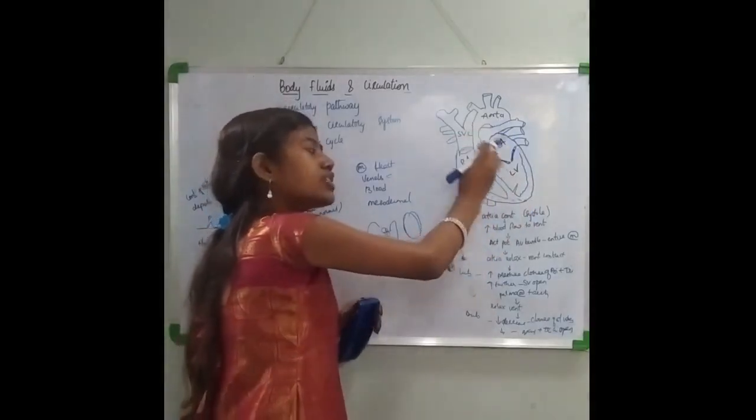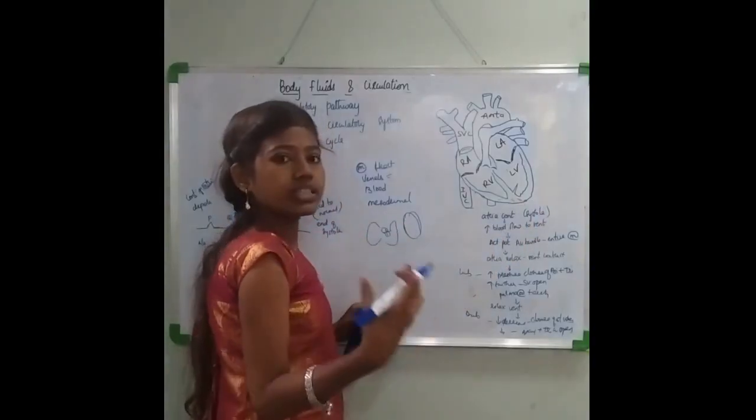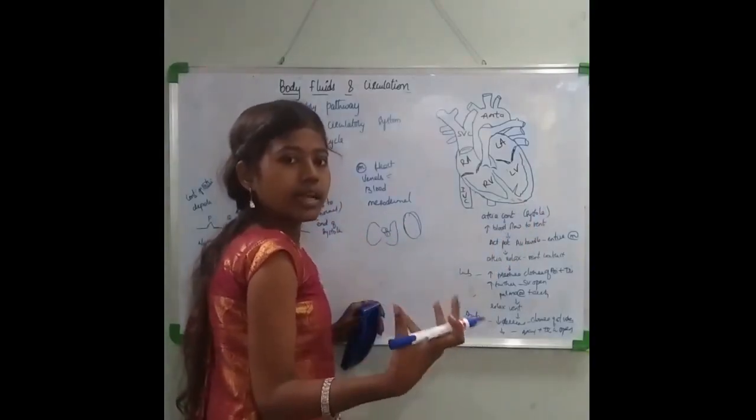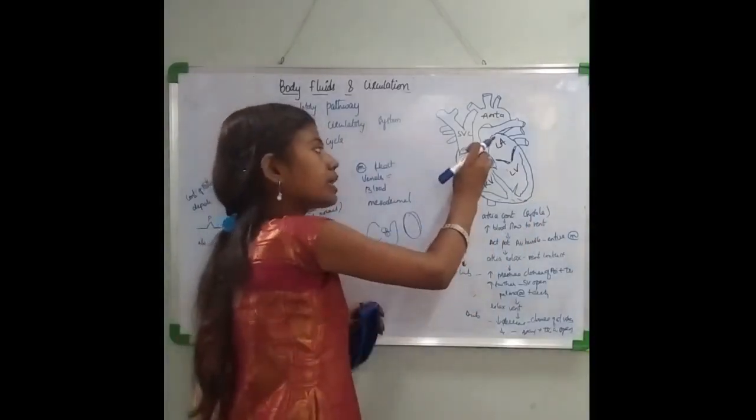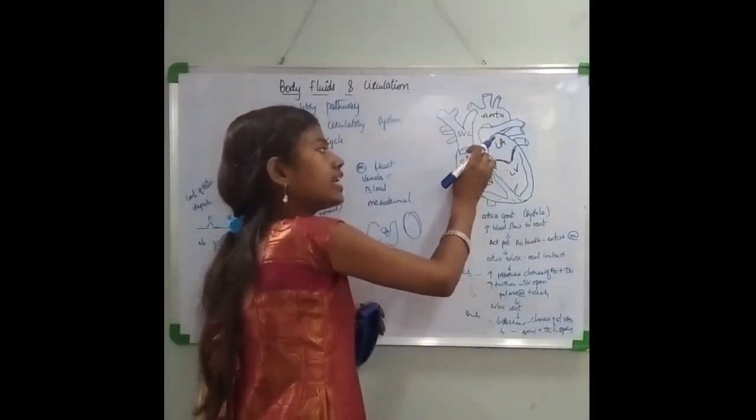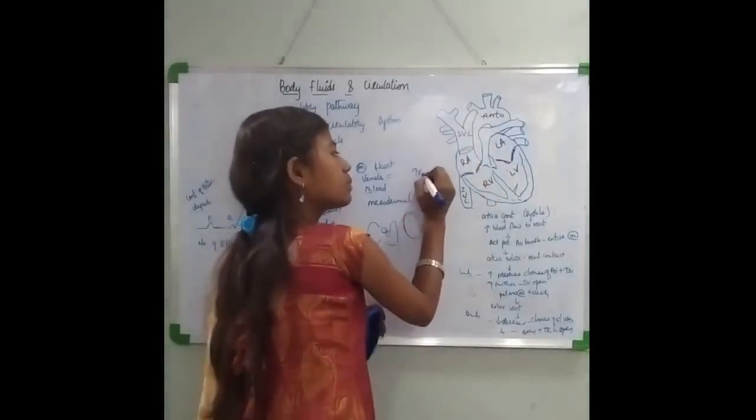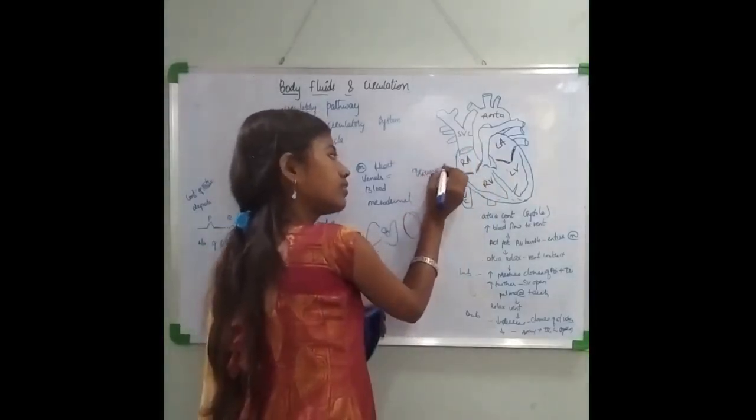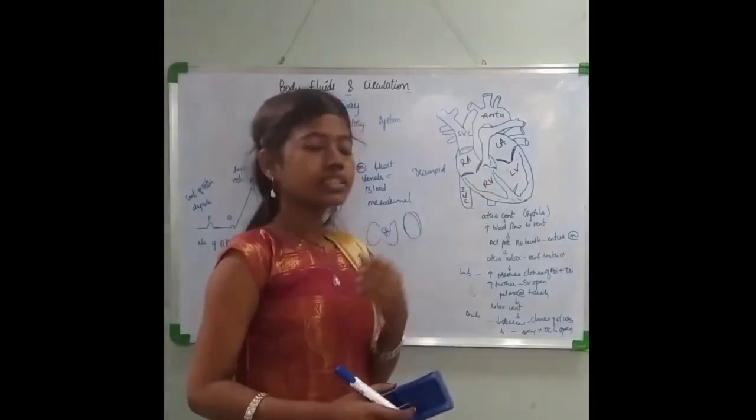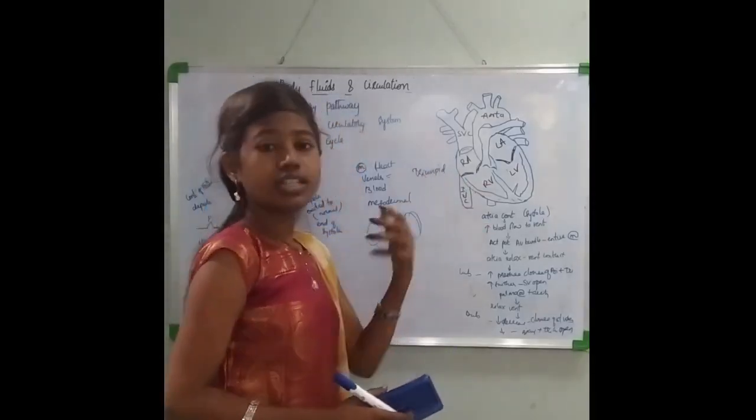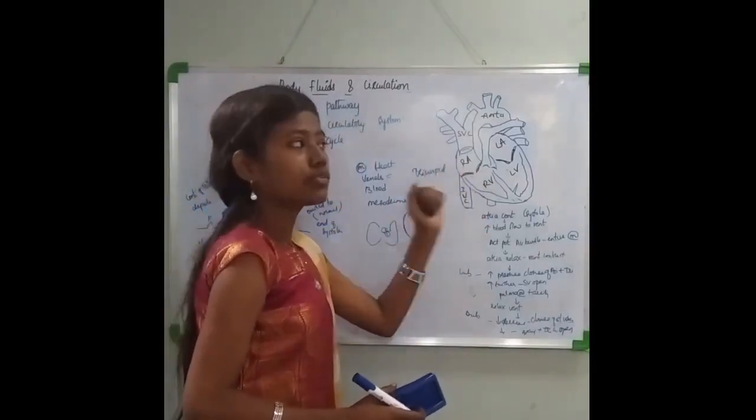Now the sides of the heart, the right side and the left side, are provided with certain openings so that the blood flows. When I talk about the right side, the right atrium opens into the right ventricle through the tricuspid valve. It is provided with an opening which has three muscular flaps. That is why it is called tri. It has three muscular flaps, so that is the reason you have the tricuspid valve over here.